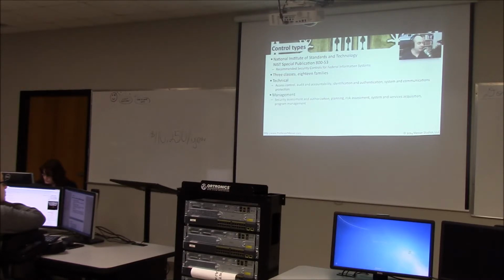The second class is the management class. This class talks about how you manage these different aspects of risk in your environment. Things like how you do security assessments, how you provide authorization to different resources in your network or environment, how you do planning, how you do risk assessment. Those are extremely important things when you're dealing with security. Security isn't just configuring a firewall properly, it's also setting the proper policies and procedures to follow so that the firewall can be configured properly.